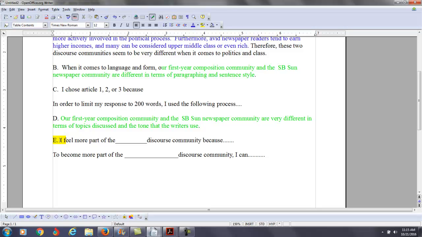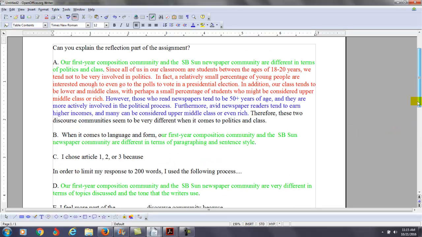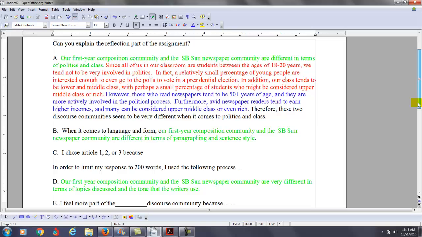And then you give some reasons there. Try to spend about 50 words explaining why you feel more part of that community. Once you've done that, then you say, well, to become more part of the, then state whichever community you didn't mention here, you want to state it here. So if you state, for example, if you talk about the first year composition community here, then you talk about the San Bernardino Sun newspaper here. And again, take about 50 words. And that is how you answer the reflection part of this assignment.